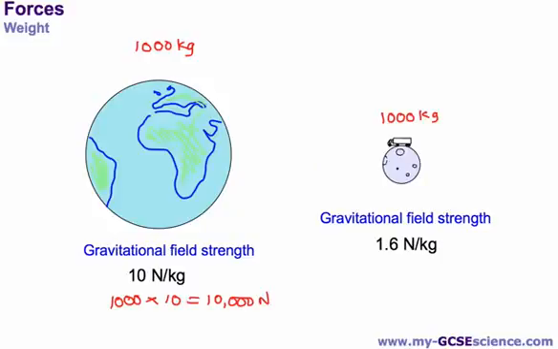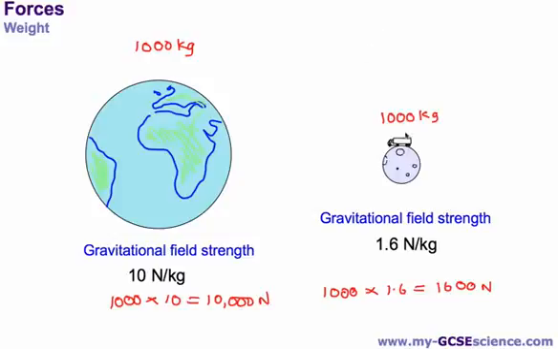And again, in the exam, if they're going to ask you to do this calculation, they will give you the value to use, so you don't need to memorize that. But in this case, it's 1,000 times 1.6, and that will give you 1,600 newtons of weight. So you can see that an object has a different weight depending on whether it's on Earth or whether it's on the Moon, and that's why we say things are always lighter when they're on the Moon, because it has a lower gravitational field strength, and therefore things have a lower weight.